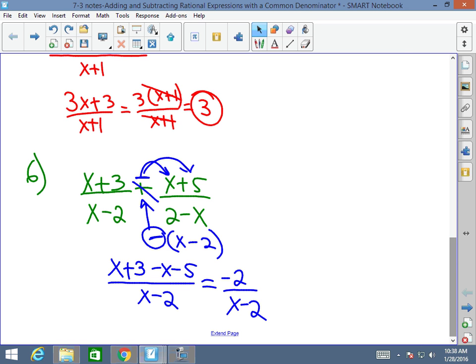What's the temptation? Cancel out singular parts of the binomial. The temptation is to cancel out that negative 2. Please do not be tempted by that. You cannot simplify or cancel out individual pieces of polynomials. Good job. Does that make sense?